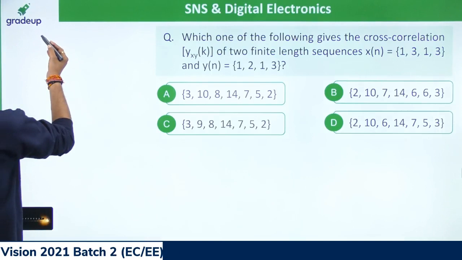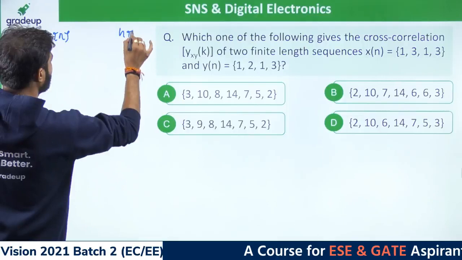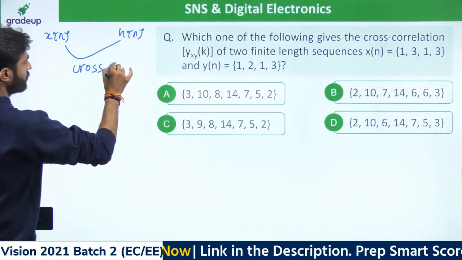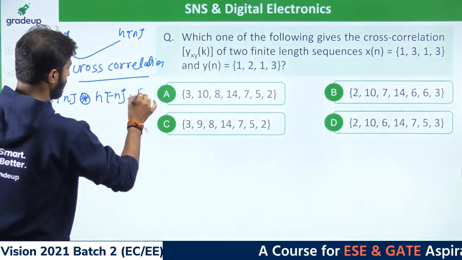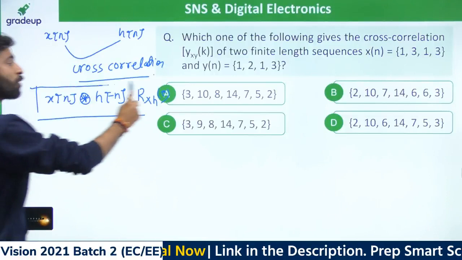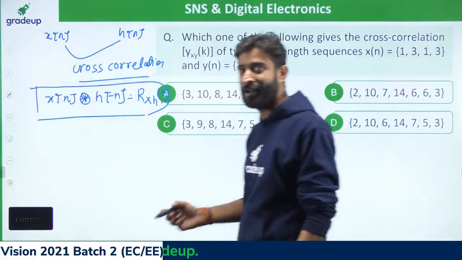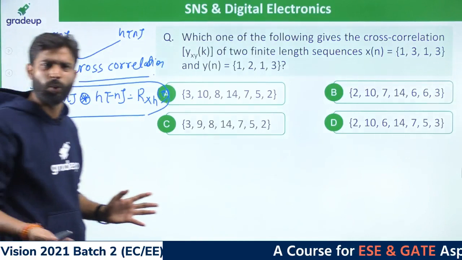Whenever one function is x of n and the other function is h of n, and we want to find the cross correlation, then x of n should be convolved with h of minus n. That is R x h of tau. So we have to do a convolution, but not with y of n, with y of minus n. Everybody just give me the answer. By the tabulation method we can do it. It is a very easy question.